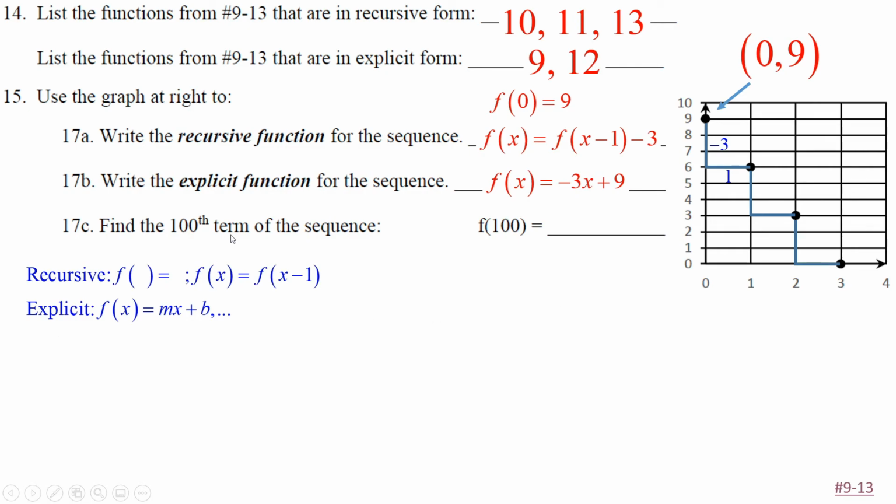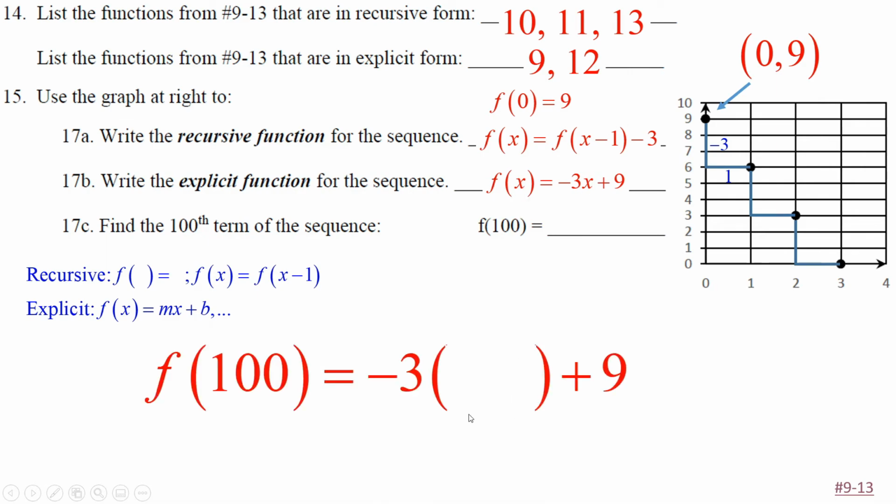Now, find the 100th term of this sequence. So what is f of 100? Well, I'm not going to use a recursive to do that, but I could sure use the explicit. So f of 100 equals -3 times, well, x, my x is 100, -3 times 100 plus 9. Now let's simplify that.